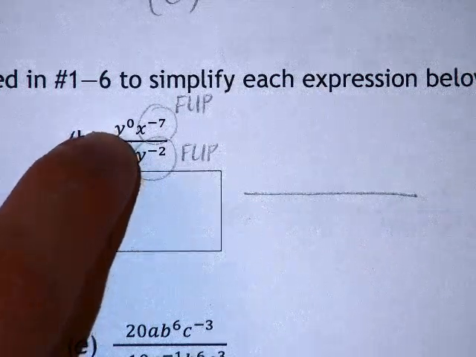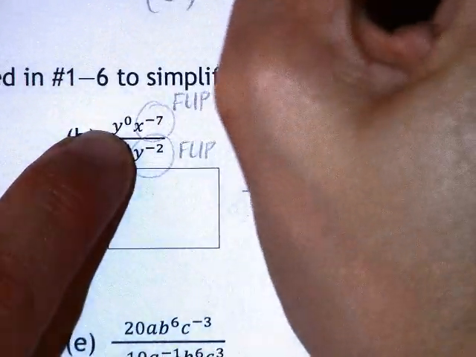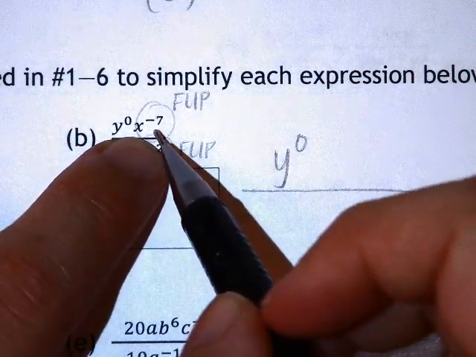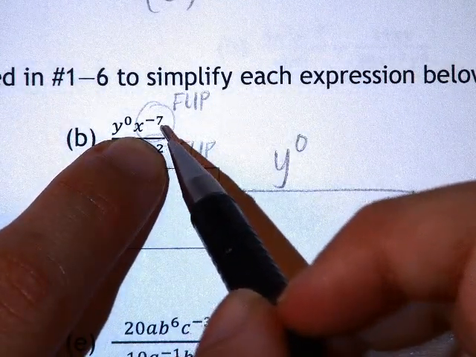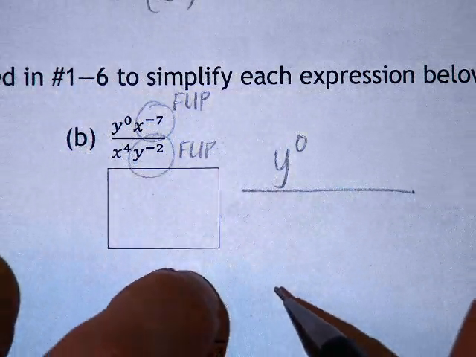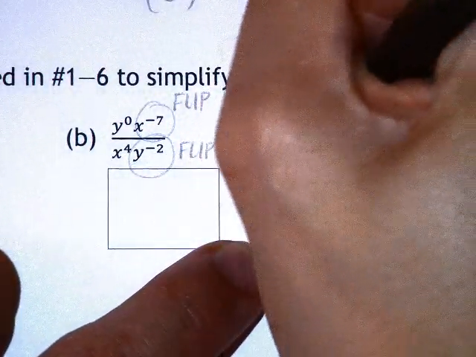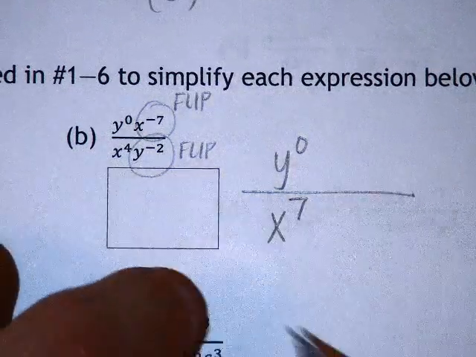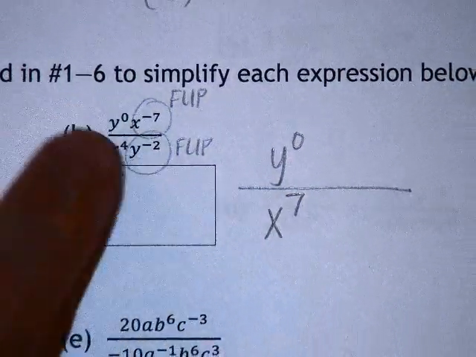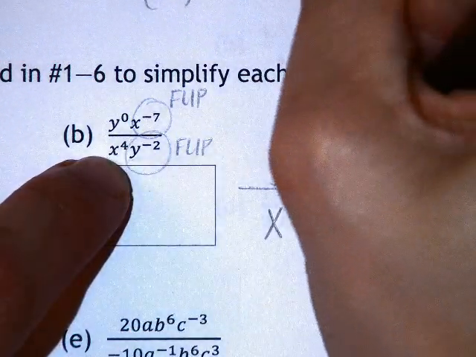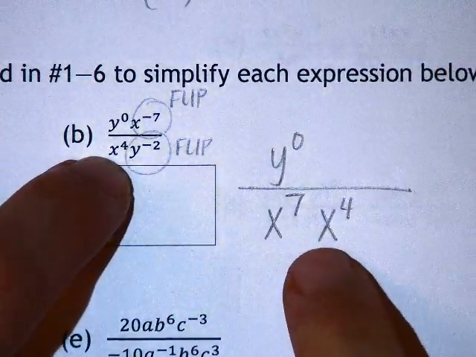Y to the power of 0 is not a negative power. It's going to stay right where it is. X to the negative 7, well, that has a negative power. It's going to flip to the opposite location. So it's going to flip to the bottom of the fraction bar and become x to the positive 7. I don't care where. It just needs to go on the bottom. So now if I think about what was already on the bottom, x to the 4th is not going to go anywhere. So notice how I kept it on the bottom.